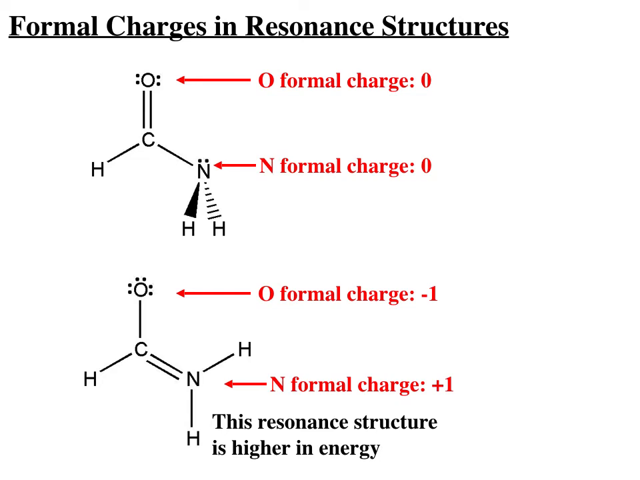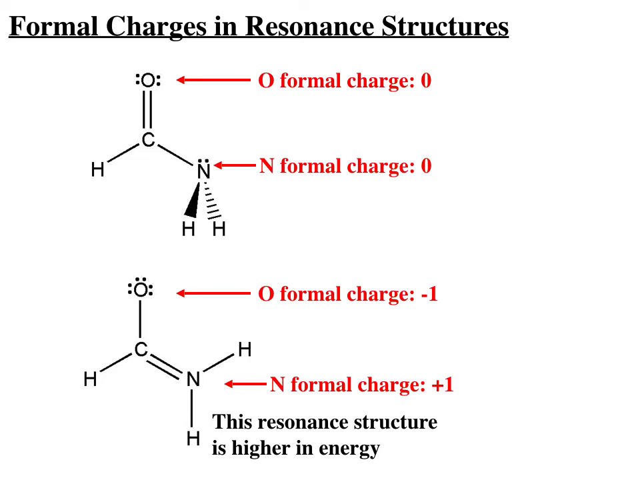Let's take the top O. There's 6 valence electrons to start, minus 2 for the bond, half the bonding electrons, minus 4 for the non-bonding. The formal charge on the top O is 0. Let's now turn to the formal charge on the nitrogen. There's 5 valence electrons to begin, minus half the bonding electrons, and the wedge bonds are just meaning that there's single bonds from the N to the H.